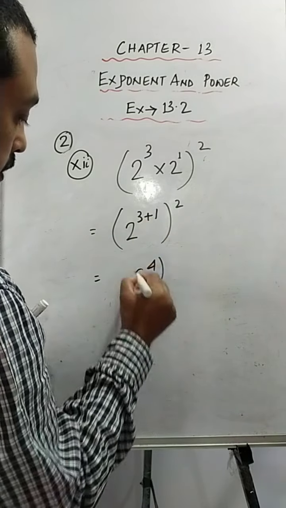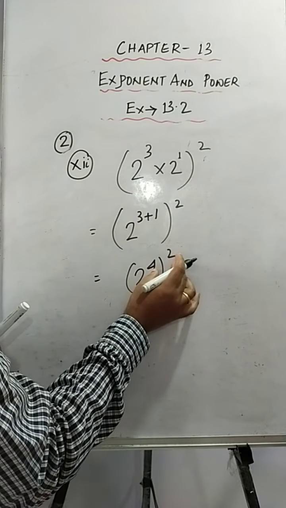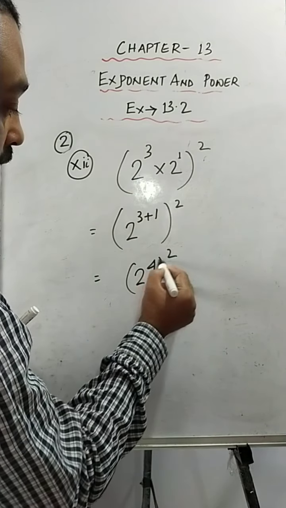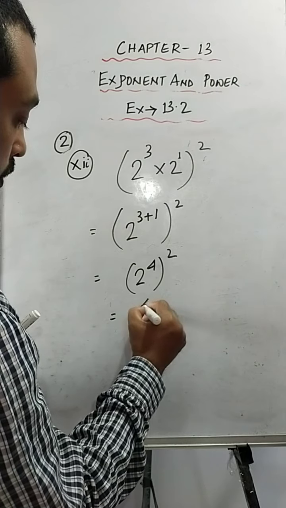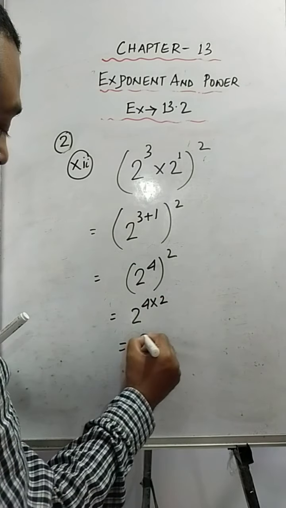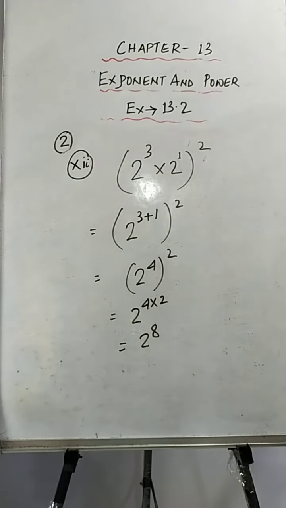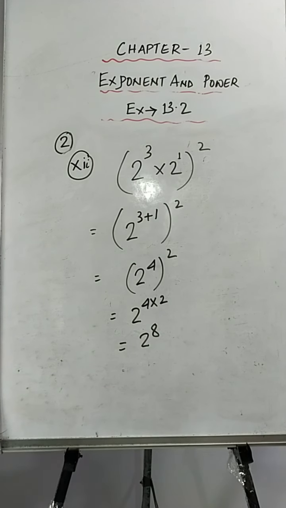4. 2 to the power 4, the whole to the power 2. Now which law will we use? Power law. That means we have to multiply the powers. That is 4 into 2, that means 2 to the power 8. So your final answer is 2 to the power 8.